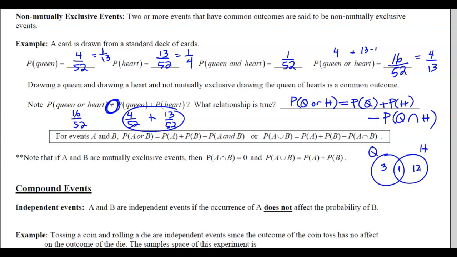Would the order in this case be like XOR, so one or the other, but not both? No, or means one or the other or both. Or is the hub. It's everything in all of it. That's why here, A or B is going to be 16, not 17, because you can't count something more than once. This can't be counted separately as a queen and separately as a heart, because it is the queen of hearts.